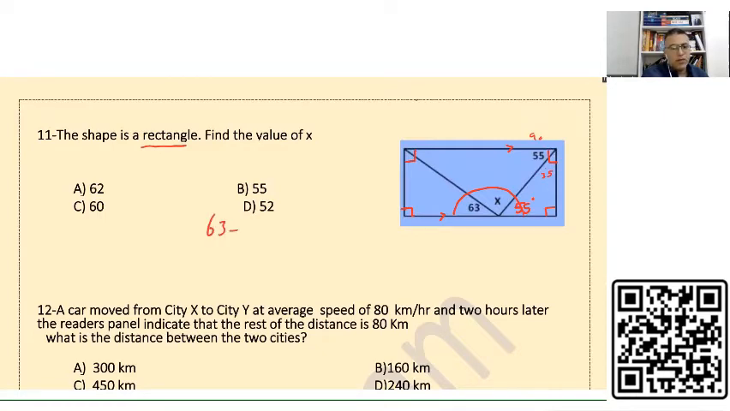So 63 plus x plus 55 adds up to 180. So x is equal to 180 minus 63 minus 55. So 180 minus 118 is equal to 62.